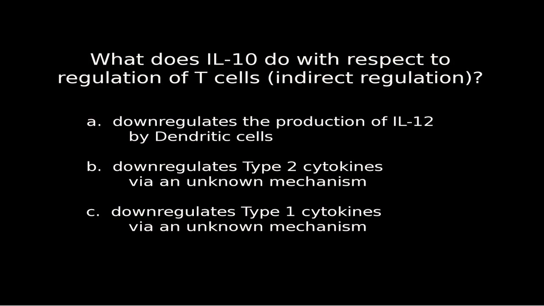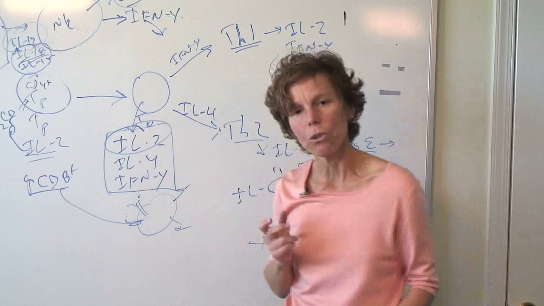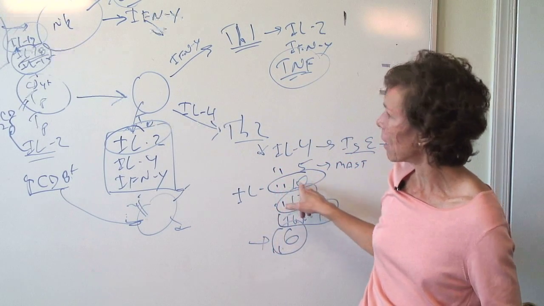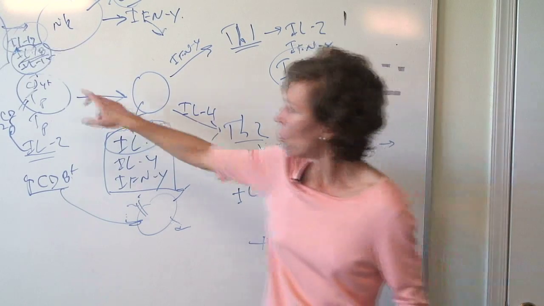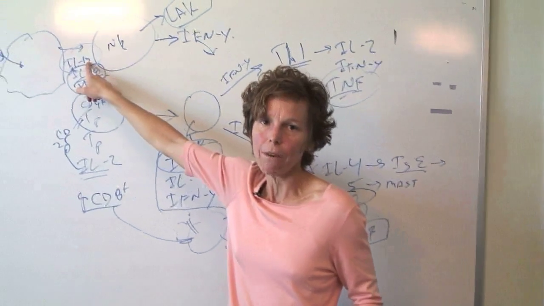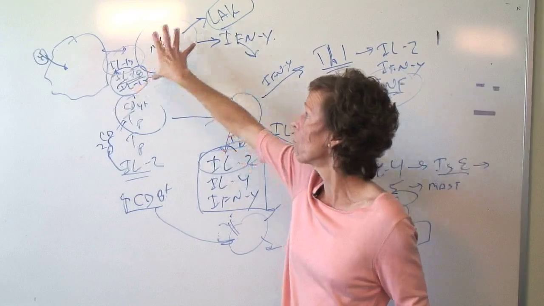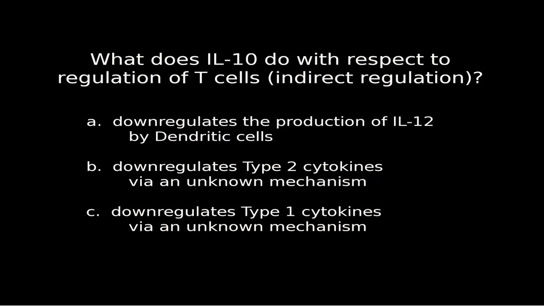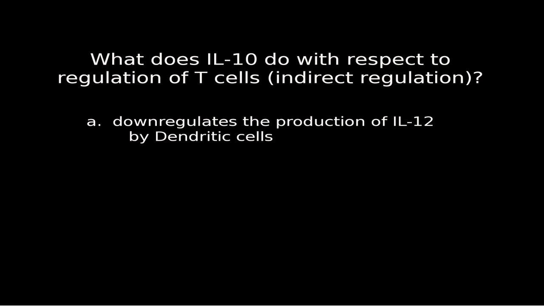Number 10 is, what does IL-10 do with respect to regulation of T cells? It's an indirect regulation of T cells. And remember, IL-10 here is the party pooper because it reduces the secretion of IL-12. Without IL-12, you can't push the NK cells to secrete interferon gamma, which is critical to differentiation of Th1.